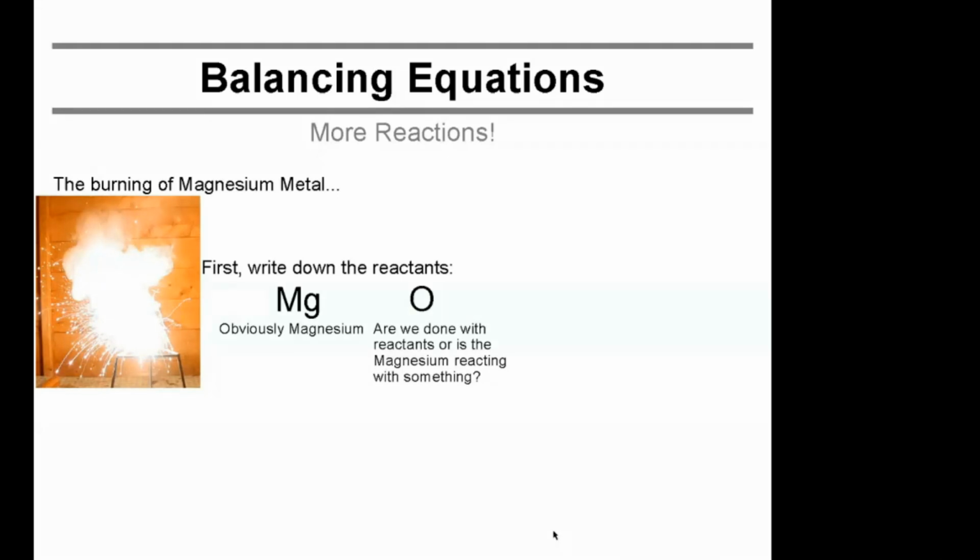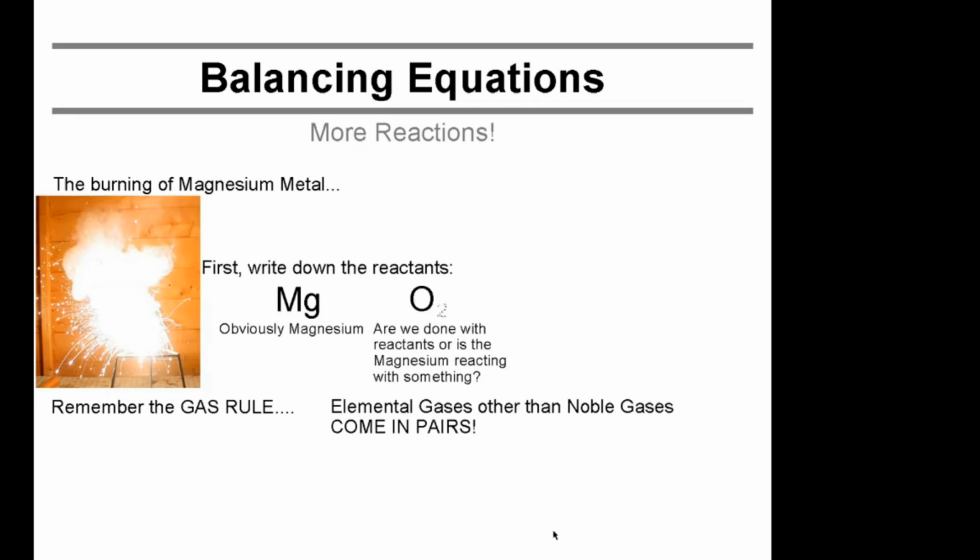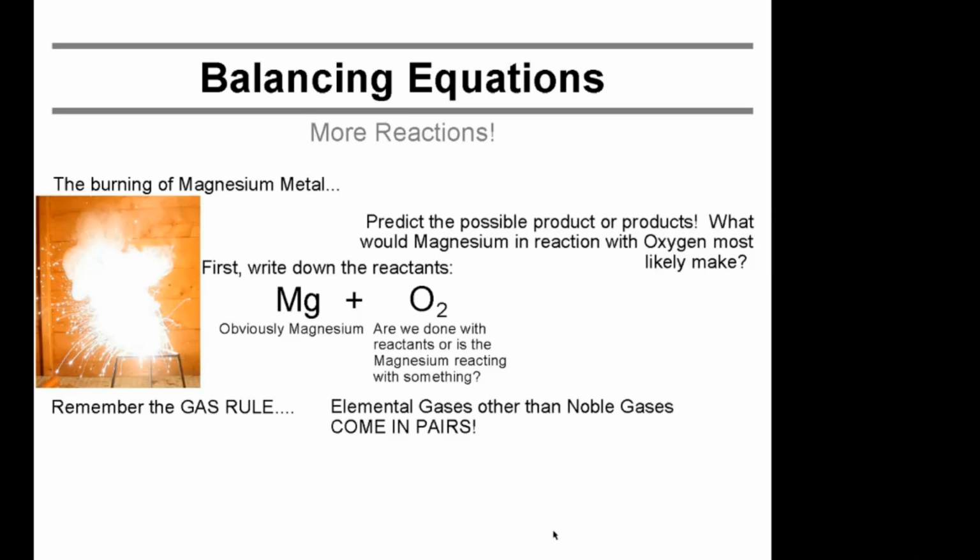It comes out of the air. And we know that the oxygen we are breathing, the oxygen in the air, comes in pairs, elemental gas rule, so it floats around as an O2 molecule in our atmosphere. So these are the two things we are reacting in the burning process of magnesium. Okay, so those two react together. And the question is, what would it make? So we need to predict a possible product or products, and probably magnesium oxide, right?